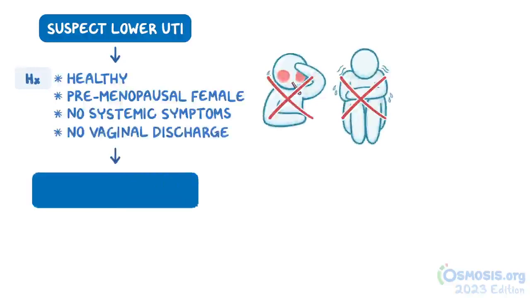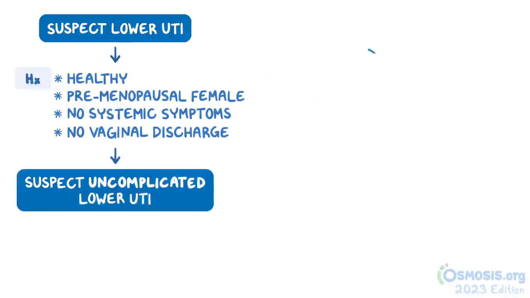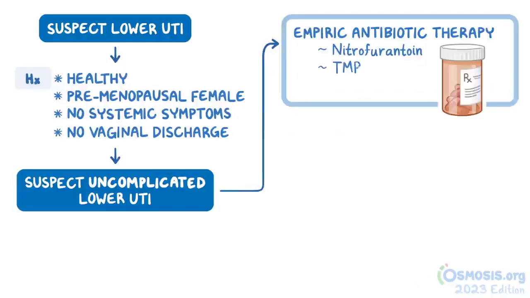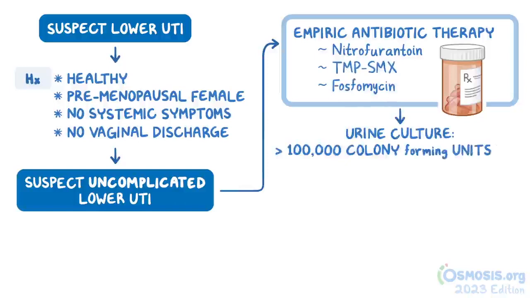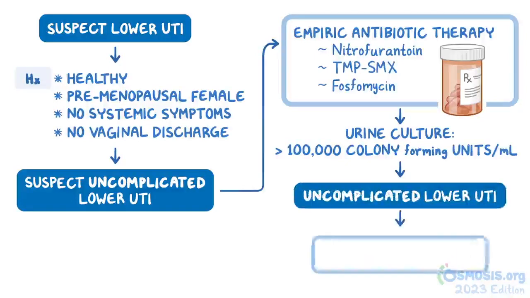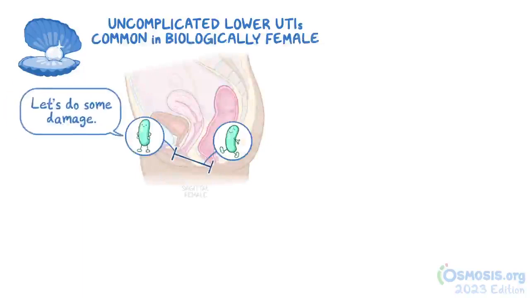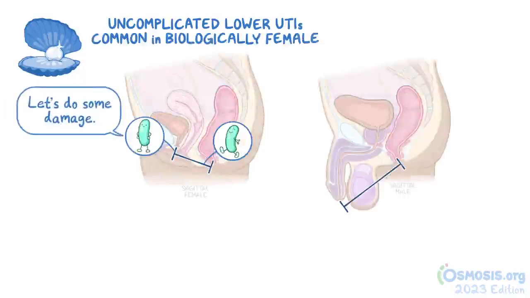At this point, you should suspect a lower UTI. Now, if your patient is a healthy, premenopausal, biologically female individual with no systemic symptoms like fever or chills, as well as no vaginal discharge, you should suspect an uncomplicated lower UTI. Next, start empiric antibiotic therapy with medications that cover most types of gastrointestinal flora, like nitrofurantoin, trimethoprim sulfamethoxazole, or TMP-SMX, or fosfomycin. If urine culture reveals growth over 100,000 colony-forming units per milliliter, it confirms the diagnosis, so consider tailoring antibiotics based on culture results.